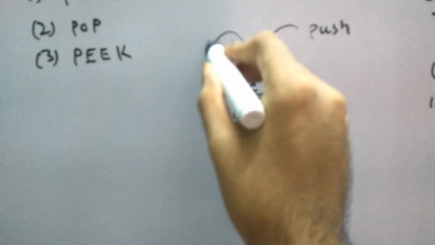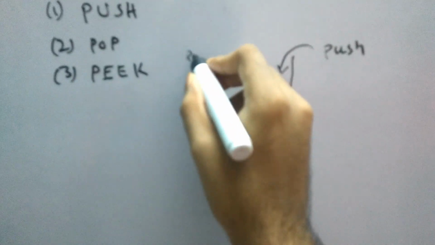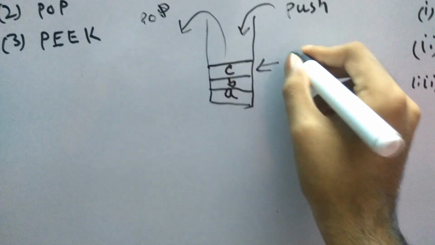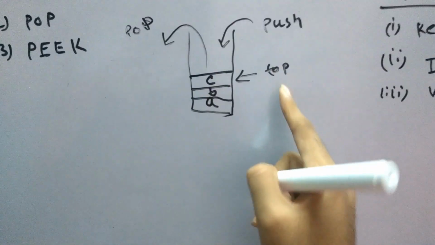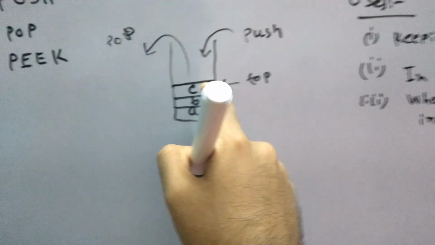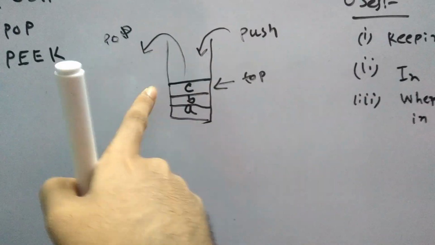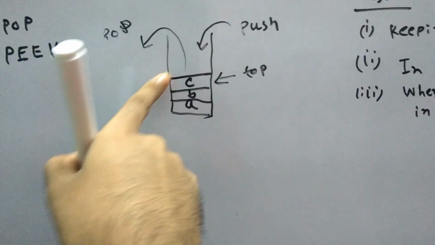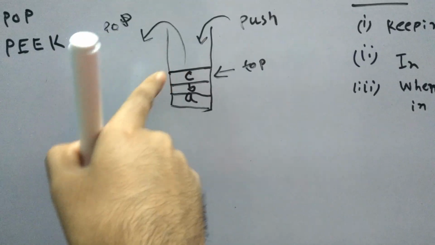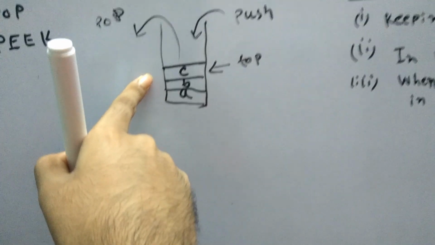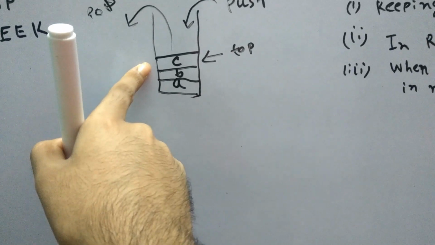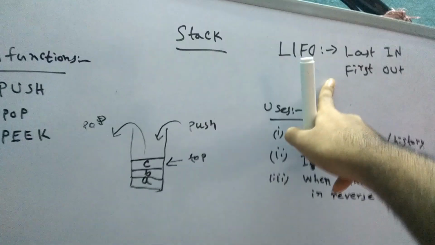One special property is that we can only pop elements from the top of the stack. So what is the top of the stack? The top of the stack is this. So we can only remove the top element. For removal, we can see that C is the last inserted element, and we are removing it first. So that's why it's last in, first out.